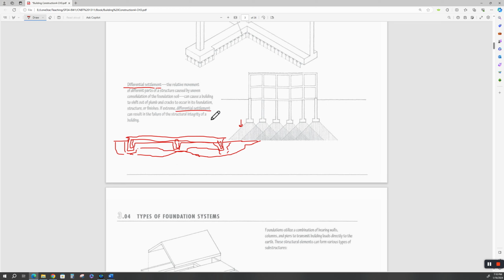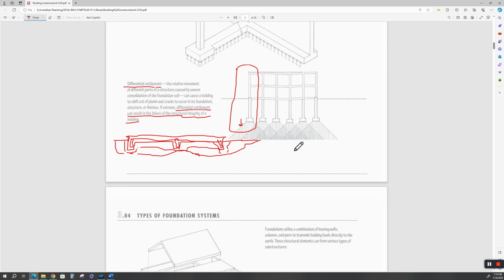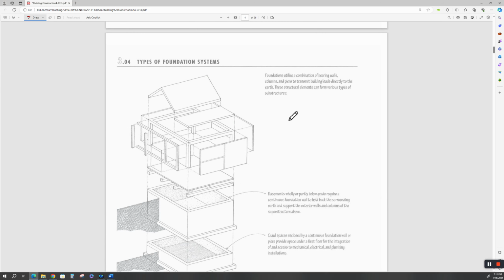Differential settlement can result in the failure of the structural integrity of a building. I've done a lot of forensic analysis, forensic engineering on structural failures, and a lot of them resulted from just this. One side of the foundation system failed, and it's very expensive, if not almost sometimes impossible, to fix. So let's look at the types of foundation systems.